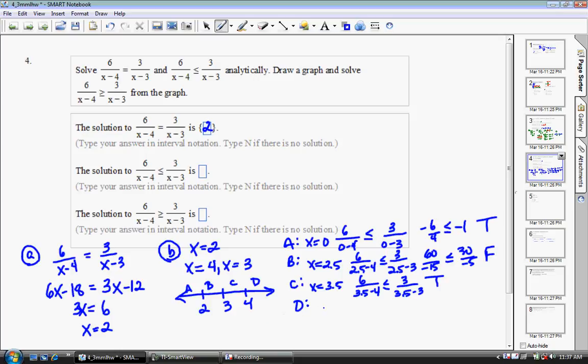In region D, we need something larger than 4, so maybe we choose 5. So 6 over 5 minus 4 less than or equal to 3 over 5 minus 3. So that's 6 over 1, which is 6. Is that less than 3? No, that is false. So the only regions that satisfied that were A and C.